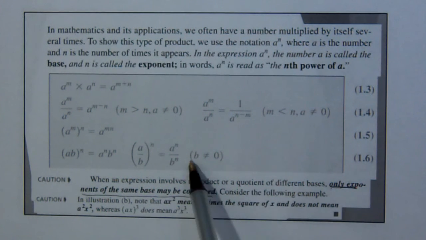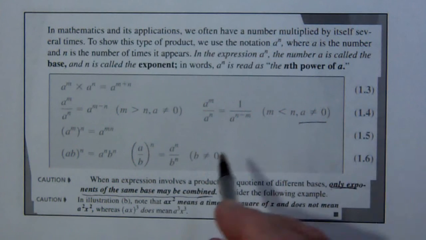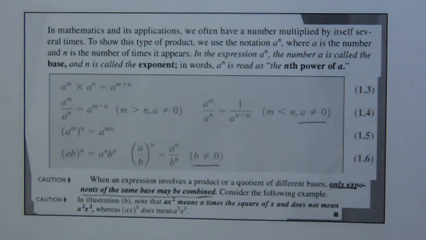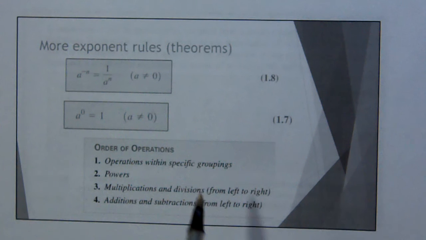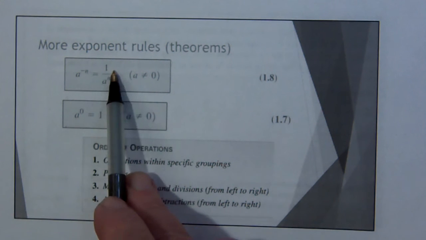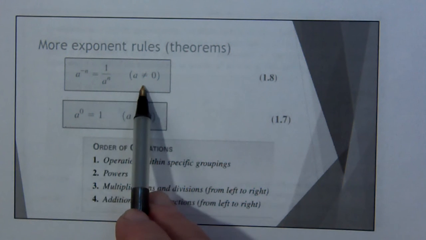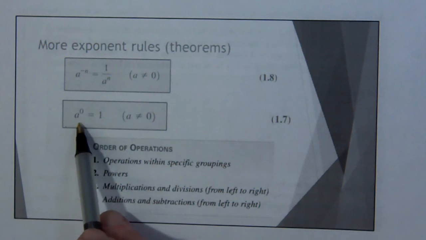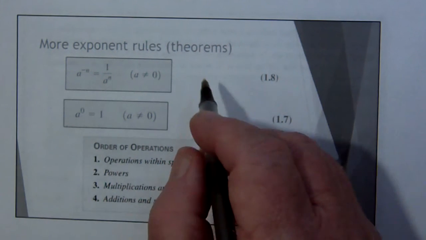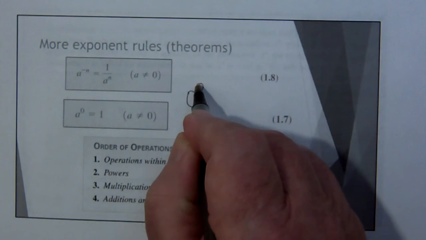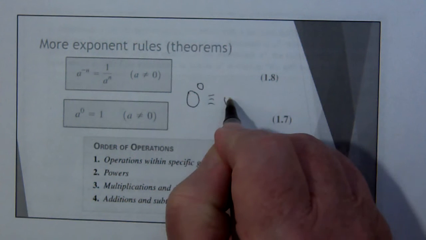These additional statements over here follow directly, but notice that we cannot have 0 in the denominator in any case. There are a couple of additional principles of exponents. You may recall that a to the minus n is 1 over a to the n. Again, a cannot be 0. And a to the 0 power is 1, provided a is not equal to 0. 0 to the 0 power is undefined.